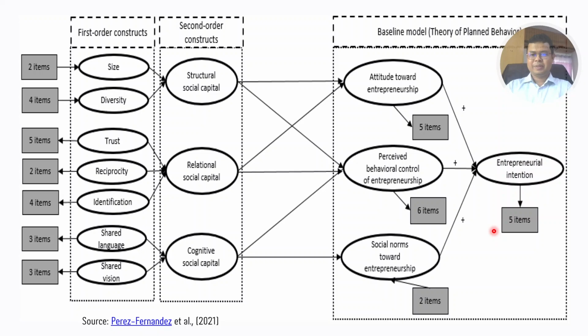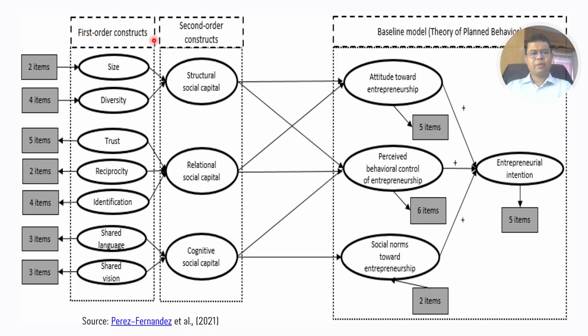Once again, this is an example of a path model, or structural equation model, with a continuous model. I took this model from this paper, so you can also find this model in that paper. For example, here you can see 1, 2, 3, 4, 5, 6, 7 factors. Each factor has items: this factor has 2 items, this factor has 4 items, trust has 5 items, and identification has 4 items, and so on.